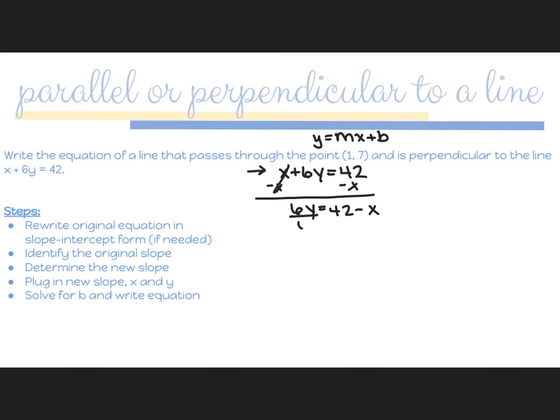Then I would divide each term by 6. So I have y equals 7 minus, it's best to just leave this as a fraction since it will be our slope, so 1/6 x. If I want to rewrite so that it's truly in slope-intercept form, I would just switch those terms around. Step 2 is identify the original slope. In this case, it's negative 1/6.